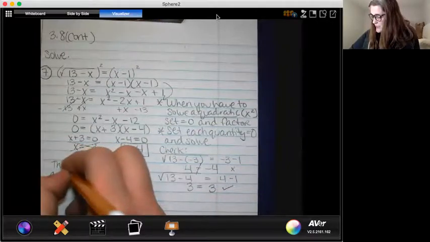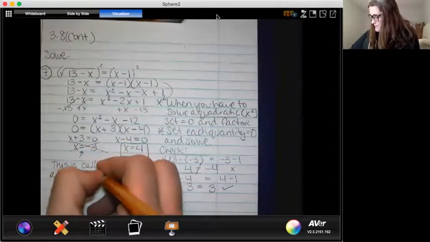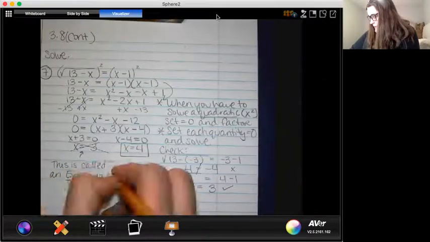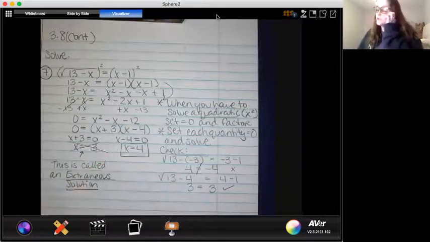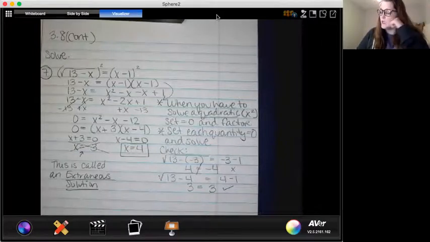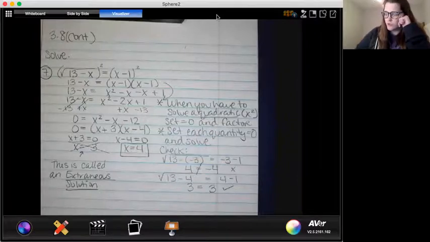An extraneous solution. So what does that mean? Essentially, it's a solution that we find while solving, but it doesn't actually work. So on a test, if I said what was an extraneous solution, you would list it.